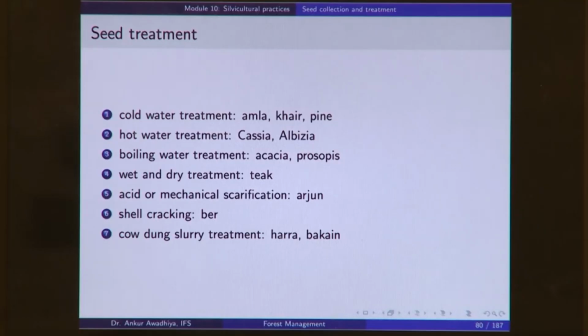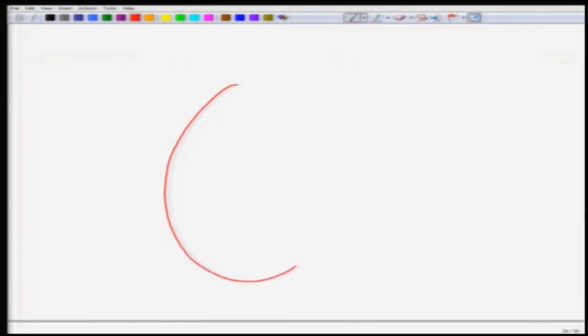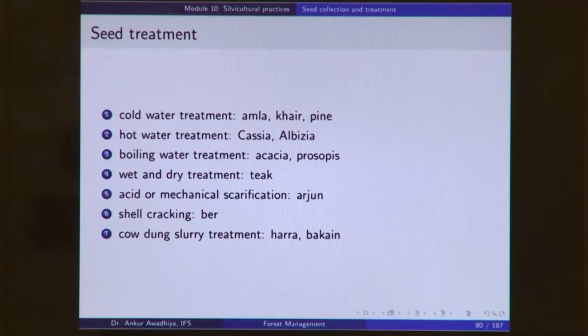This is done typically because the seeds have a very hard outer seed coat, and this seed coat in certain instances prevents the embryo from getting out. So, you need to break this seed coat, or you need to make it soft, so that the embryo is easily able to break it itself and come out. So, what are the seed treatments that we generally provide to the seeds?